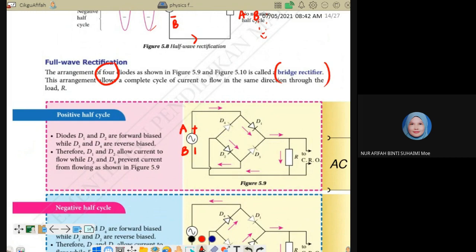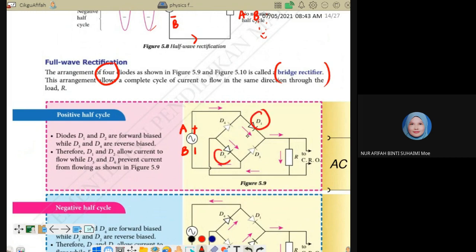Boleh nampak dia punya pathway tu? Mesti melalui resistor dulu lah. Right. That is the positive half cycle. Ini saya dah tunjuk dua-dua sekali. Yang positive half cycle maksudnya dia akan melalui D1 and D2.